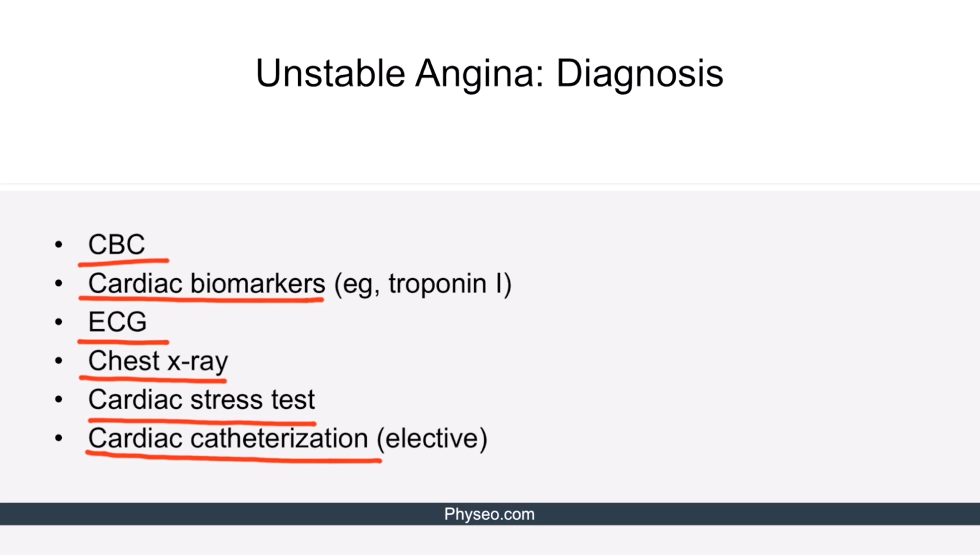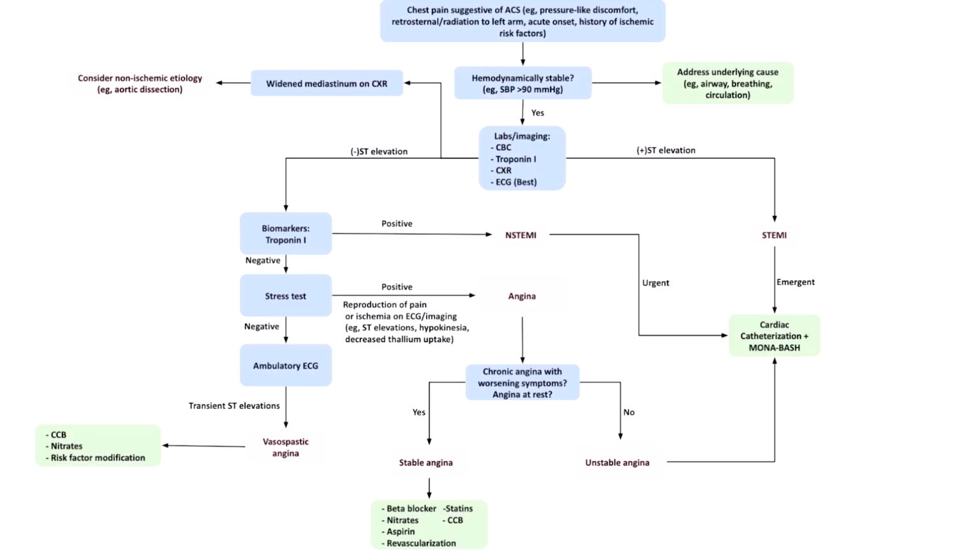Cardiac catheterization is an interventional test performed to see if an occlusion in the coronary vessels can be located. This is done fluoroscopically by injecting contrast dye into the coronary vessels and capturing the flow of said dye with an X-ray. We'll now move on to the treatment for unstable angina. Treatment for unstable angina includes MONA-BASH with potential elective cardiac catheterization and revascularization.